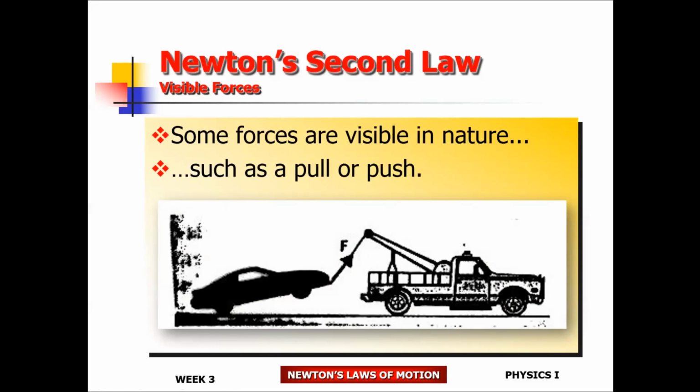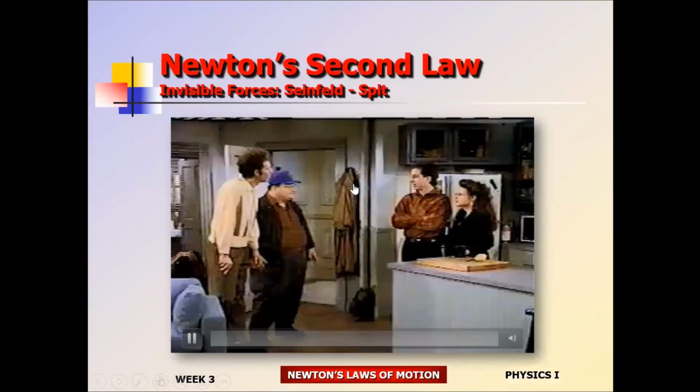There's a clear relationship between force and the motion. But when it comes to gravity, that relationship is not that obvious. Gravity is not something that you could see. So how do we know that gravity is a force? How do we know that the gravity is going in the downward direction?